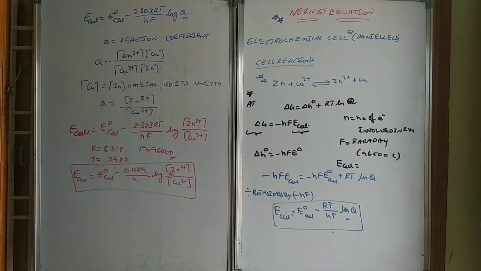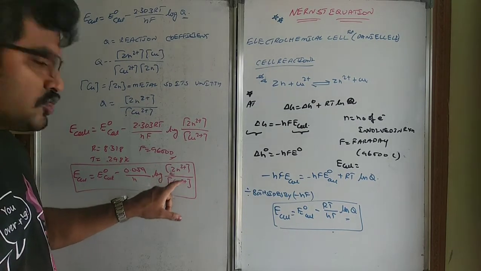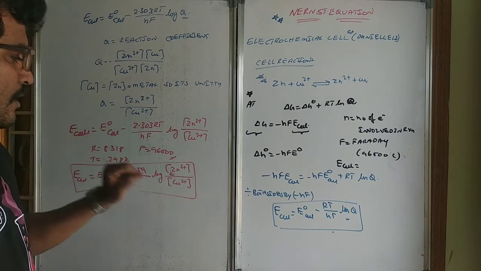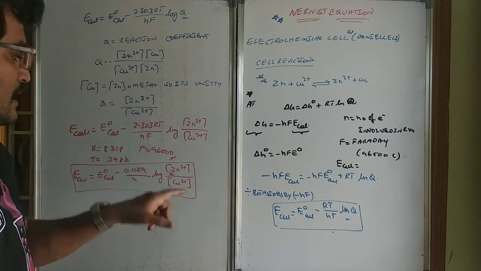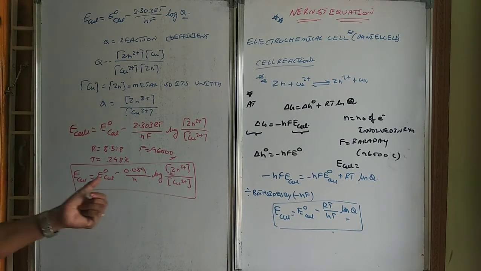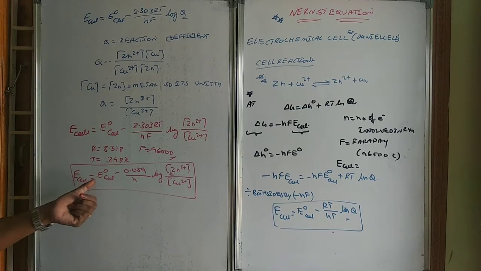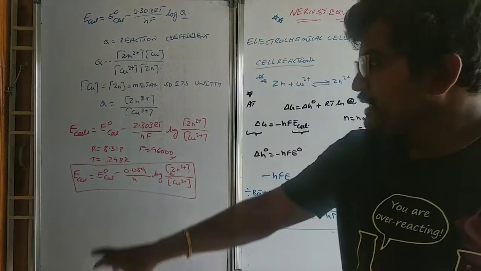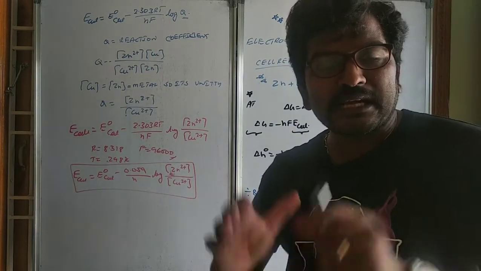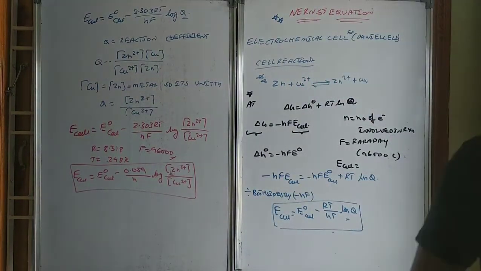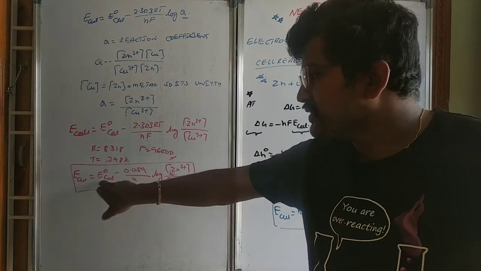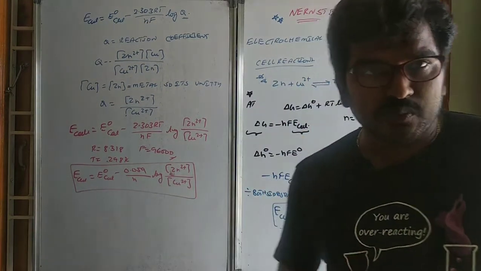When the zinc and copper ion concentrations are unity, this is 1 and this is 1, so log 1 will come, which is nothing but 0. So this whole term becomes 0, and the cell potential is equal to E naught cell. That's why E cell is for a particular concentration, and E naught cell is for standard electrode potentials.